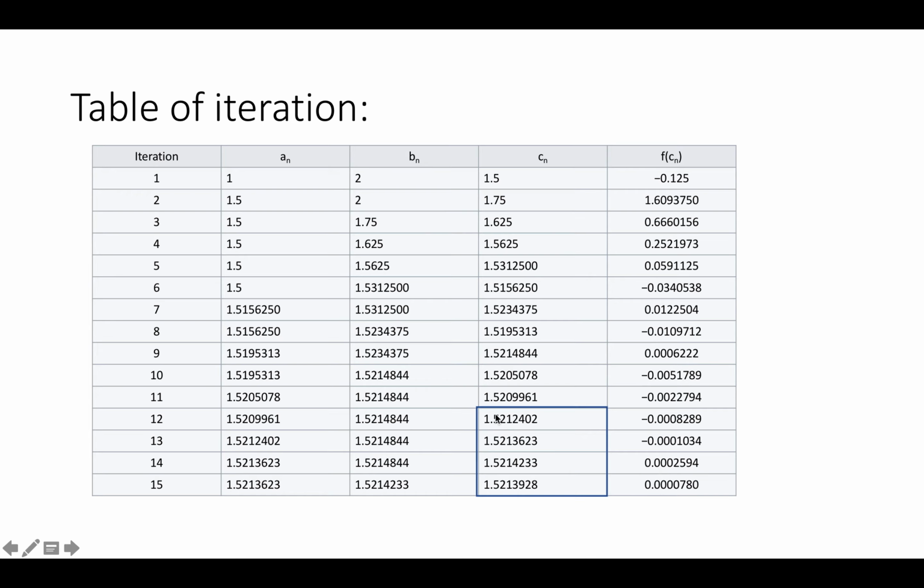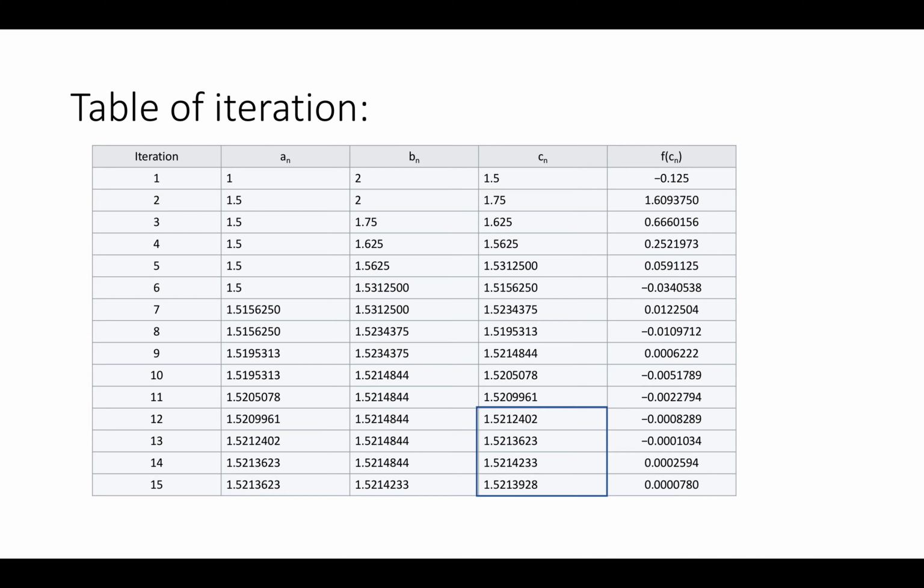We are looking for the solution up to the third decimal place. Then on the 13th iteration it is 1.521 again. At the fourth decimal place they might have a different value, but where to stop depends on how much accuracy we require. At the 14th similarly the value is 1.521 and at the 15th as well it is 1.521.